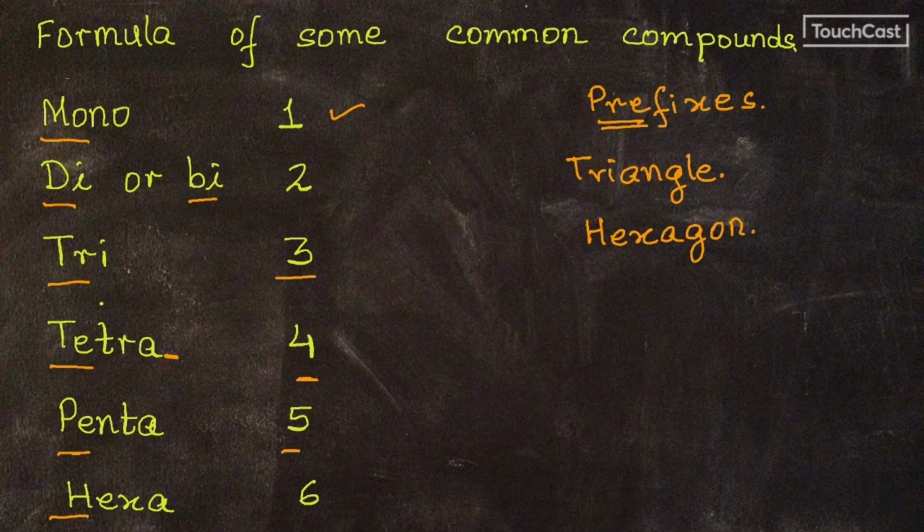Okay, close your eyes. I'll ask you randomly. Tetra. 4. Di. 2. Good. Mono. 1. Hexa. 6. Wonderful. So let's go on to the next.